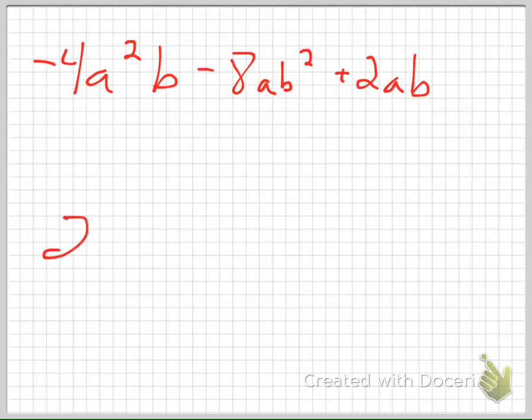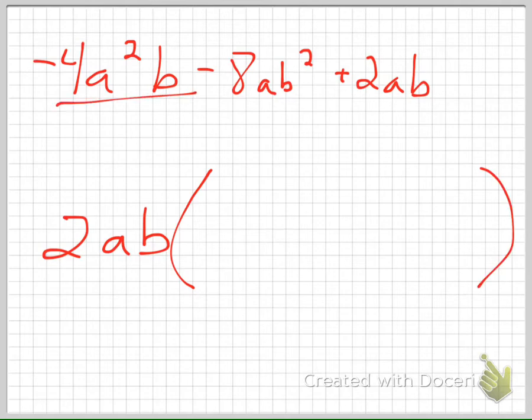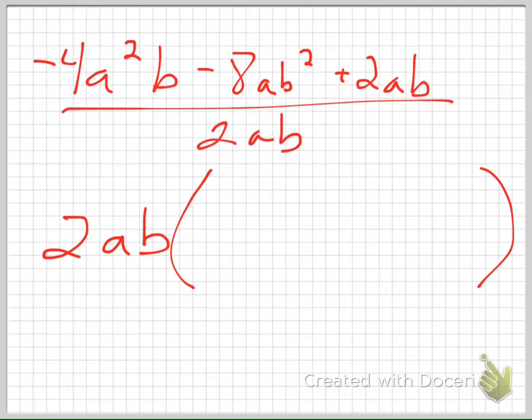I'm going to pull out a 2. What's the biggest amount of A's that is in each one? There's an A, right? And then what's the biggest amount of B's that is in each one? There's a B, right? And that's it. Agreed? That's what I can pull out. So then you go parentheses, and I can just go 2ab, right?